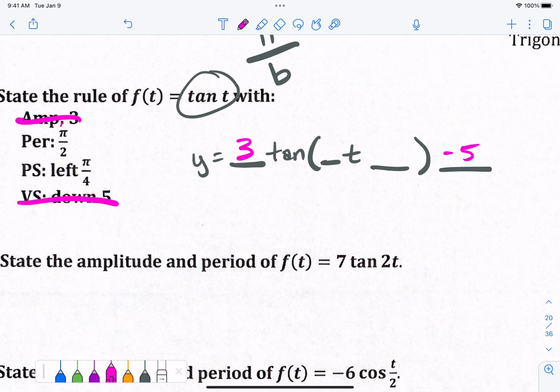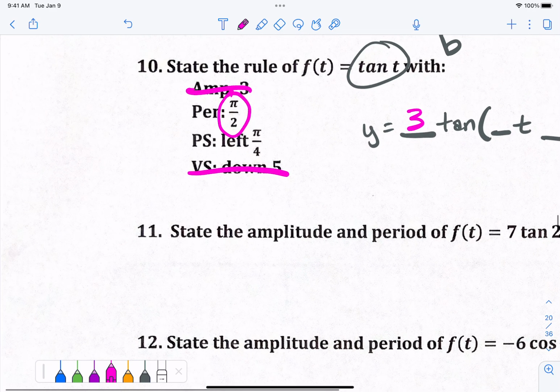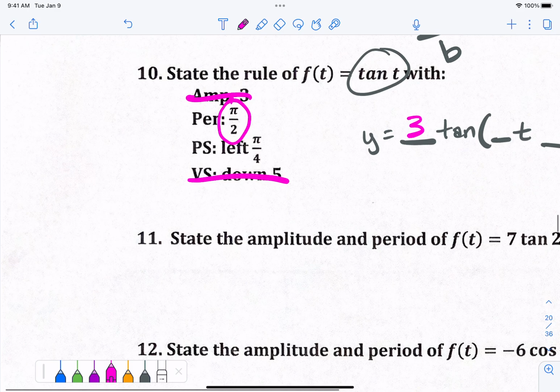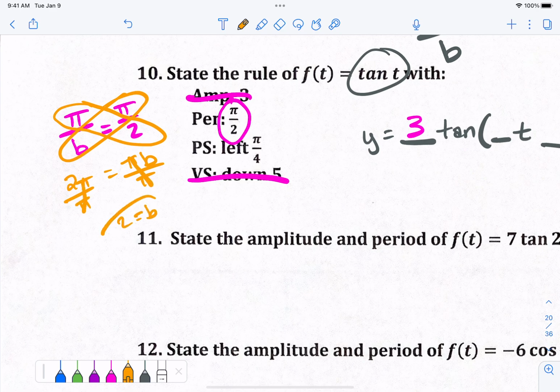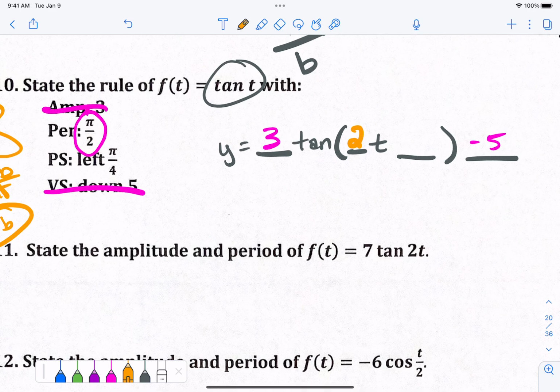Okay, now period is pi over 2. How do you calculate period for tangent? We just said set it equal to pi over b. Pi over b, and I want that to be equal to pi over 2. Cross multiply. Pi times 2 is 2 pi equals pi times b. And divide by pi, so b is 2. Or you could have just looked and figured that out, right? Pi over b equals pi over 2, so b has to be 2. All right, so a positive 2 goes in that spot.